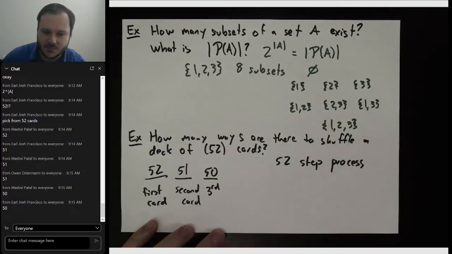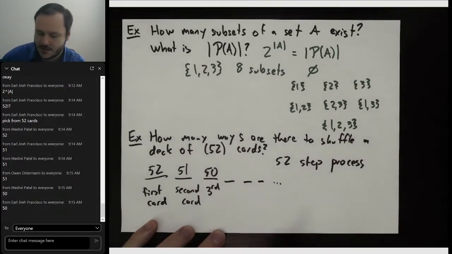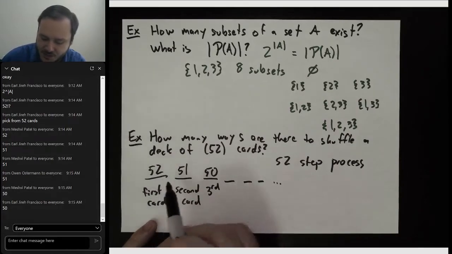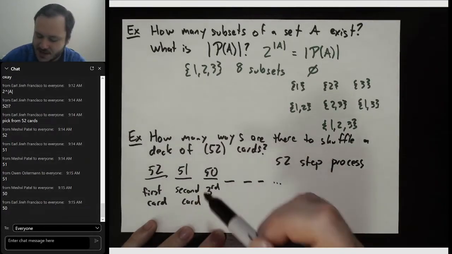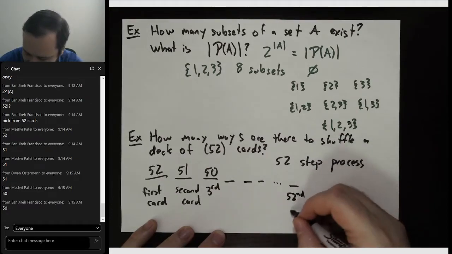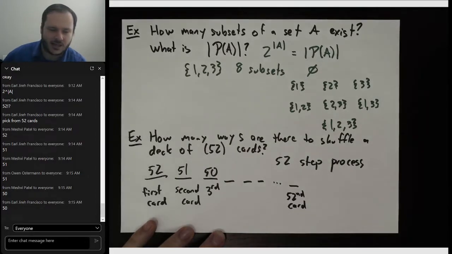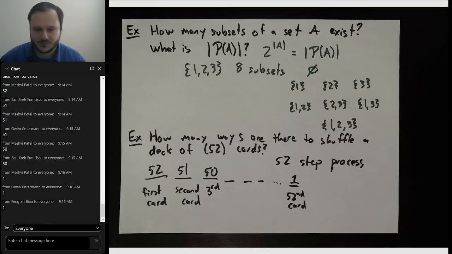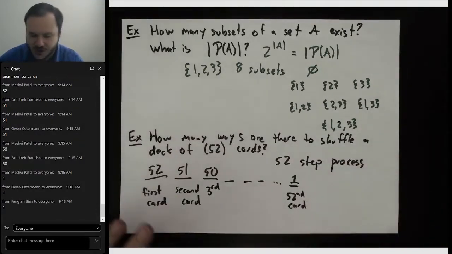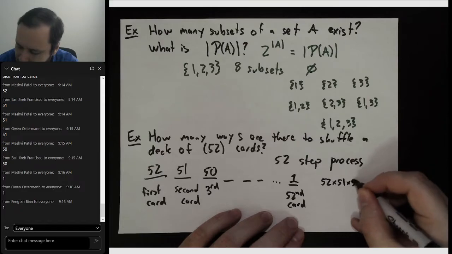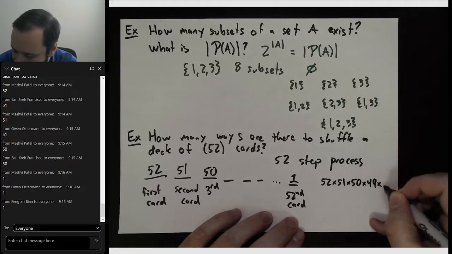But we don't have the same number of options at each step. The number of options is constantly changing. First we have 52, then we have 51, then we have 50, then we have 49. How many options are we going to have for our 52nd step? Our 52nd card, our last card, how many options are there? Just one. We'll only have one card left over. So the number of ways to shuffle a 52-card deck is 52 times 51 times 50 times 49, all the way down to 1.